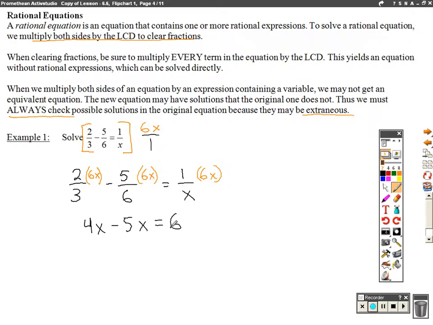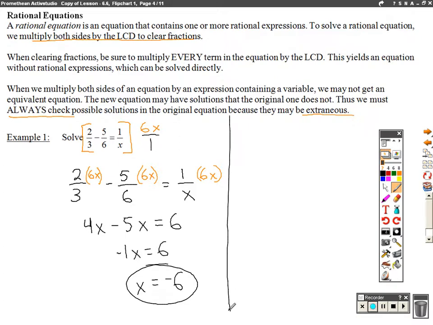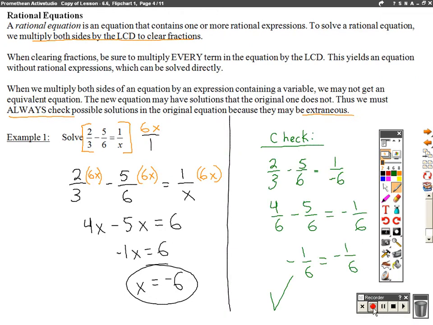So we just combine our like terms. 4 minus 5 is a negative 1. Divide by negative 1, x is negative 6. And like I said, oftentimes with these rational equations, you are going to get an extraneous solution. So you should plug negative 6 in everywhere you see x and make sure that it works. And here it works. So your answer is negative 6.